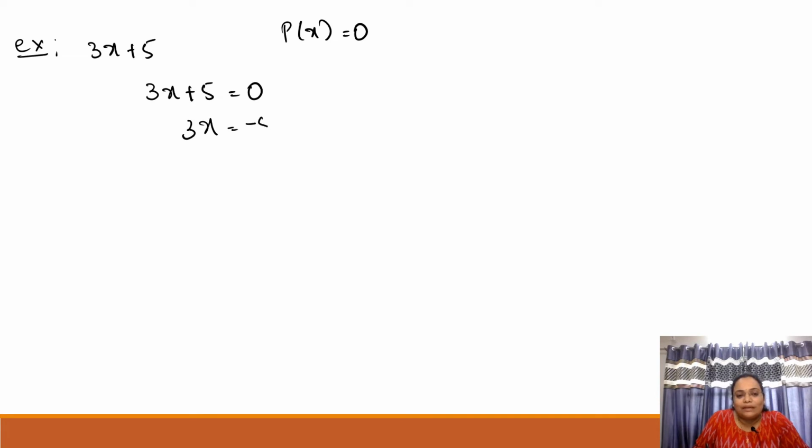Let us take an example, 3x plus 5. So this is the polynomial in x. If you want to find the zero of this linear polynomial, you will equate p of x to 0. So 3x is equal to minus 5, x is equal to minus 5 by 3. So minus 5 by 3 will be the zero of the polynomial.